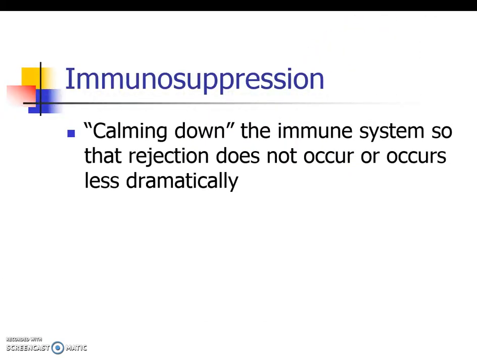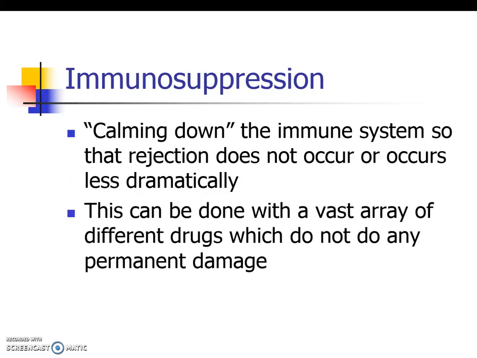Immunosuppression is the calming down of the immune system so that rejection does not occur. So this is done with various different types of drugs. So after someone gets a transplant, their immune system is artificially suppressed so that the host body does not reject the organ.